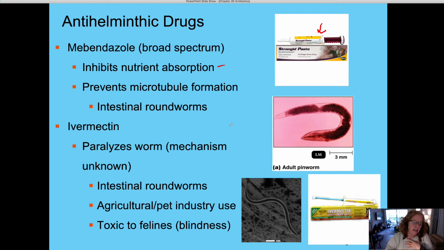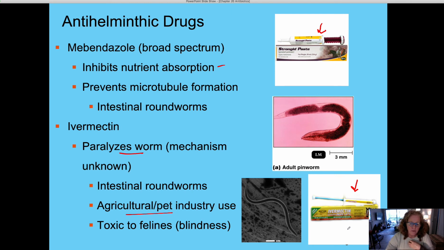Then there's ivermectin. Ivermectin is a nerve agent. It does cause paralysis of any roundworms. It's usually used for intestinal roundworms. It's much stronger than the Strongid, and it's used quite a bit in the agricultural and pet industry. We used to use ivermectin in horses quite a bit too. It's more often used in horses and cattle.